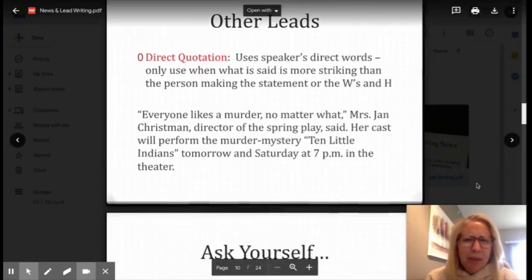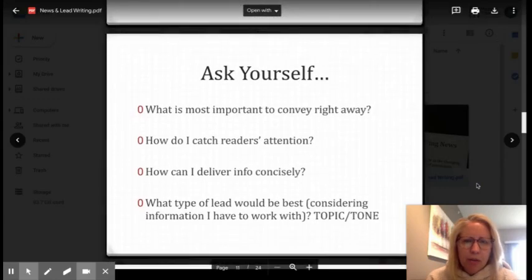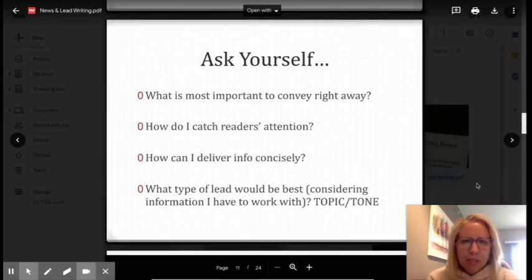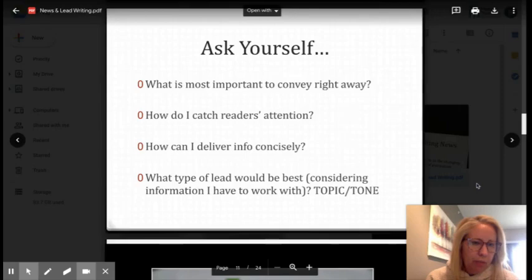I'm going to skip other leads because we don't normally start with a quotation mark. So we're not going to talk about that one. So in other words, when you start writing, which you will in the next week, what is the most important information to convey to the reader right away in the first 30 words and catch their attention, inform them without being overly wordy, and so what type of lead would be best?